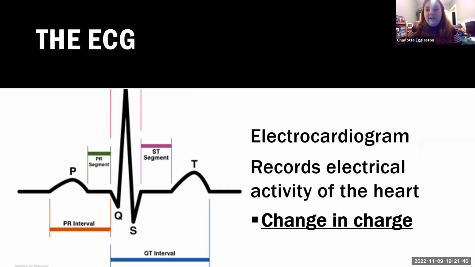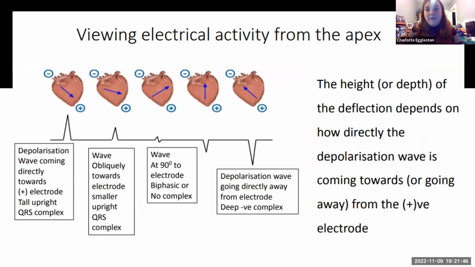So again, the ECG is literally recording that change in charge, so that's where we get all of the waves from. And the amplitude, so the height of the waves, will depend on how directly they're looking at where the electricity is coming from. And again, that's going to be really helpful, particularly in us working out where things like STEMIs are coming from or where the issue is in our ECG.